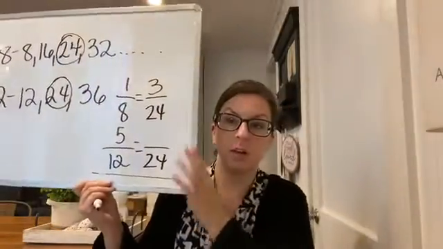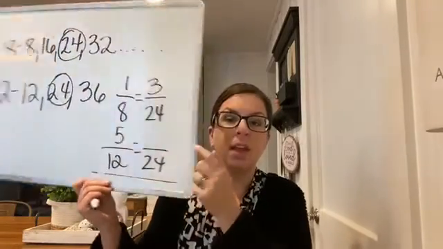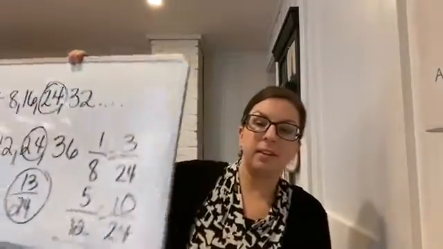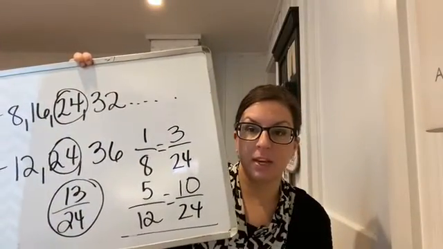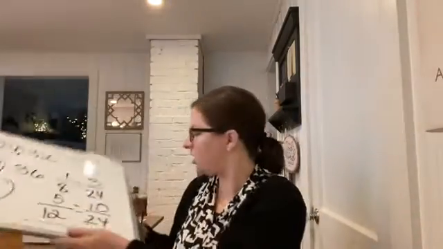Okay, what about 5 twelfths? What do I do to 12 to get 24? 12 times 2 is 24, so 5 times 2 is 10. Okay, so now I can add them together. 3 24ths plus 10 24ths equals 13 24ths, and that is the smallest that it can be because the greatest common factor of 13 and 24 is 1. Okay? All right, are we catching on at all? I hope so.